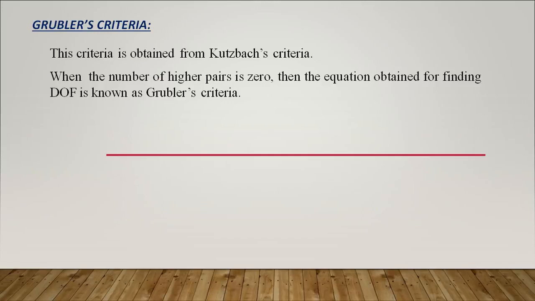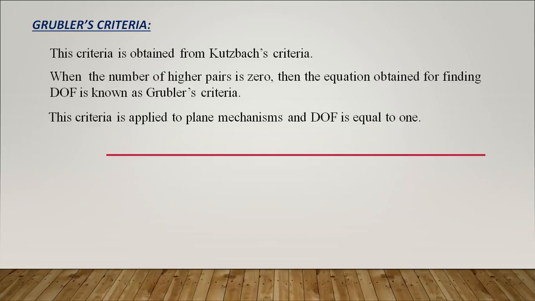So basically the Kutzbach criteria is used for finding the degrees of freedom, and that can be applied to normal lower pairs, which is a combination of higher pairs also. But the Grubler's criteria we need to apply only to plane mechanisms which have only lower pairs. It is also used for finding the degrees of freedom. And in this criteria especially, the degrees of freedom is assumed to be equal to 1. Why? Because when we use all lower pairs, we get the degrees of freedom as 1. So this is applied to plane mechanisms and the degrees of freedom becomes equal to 1 only.